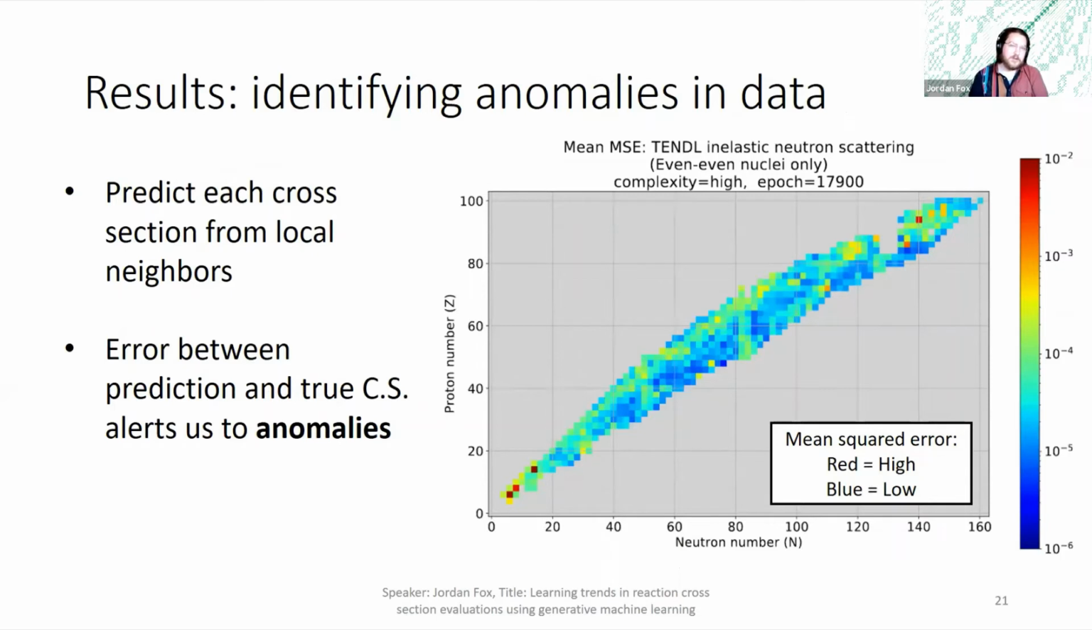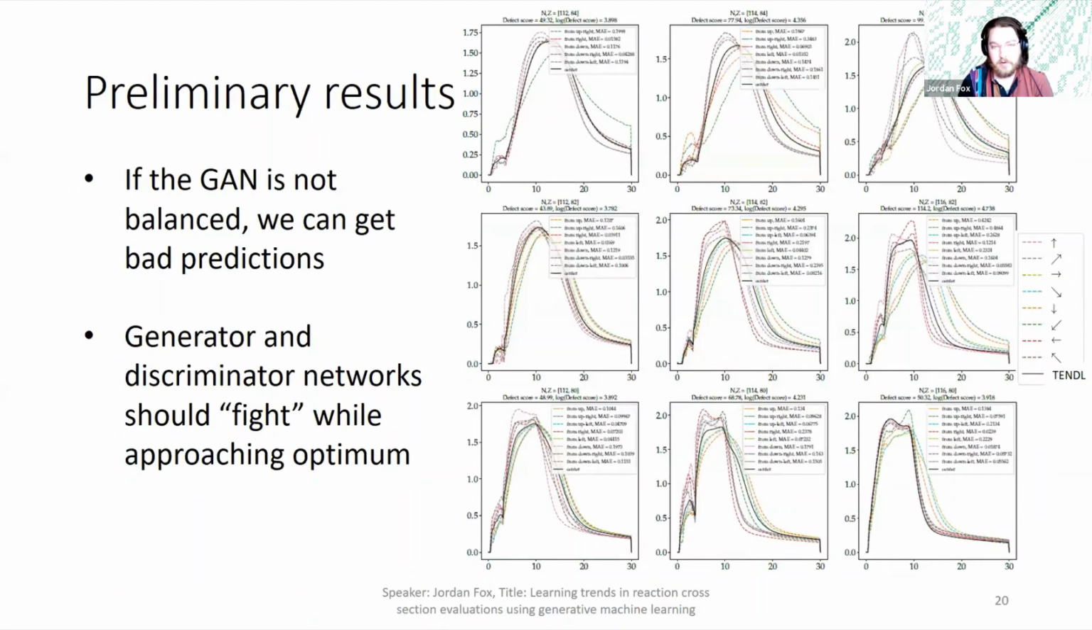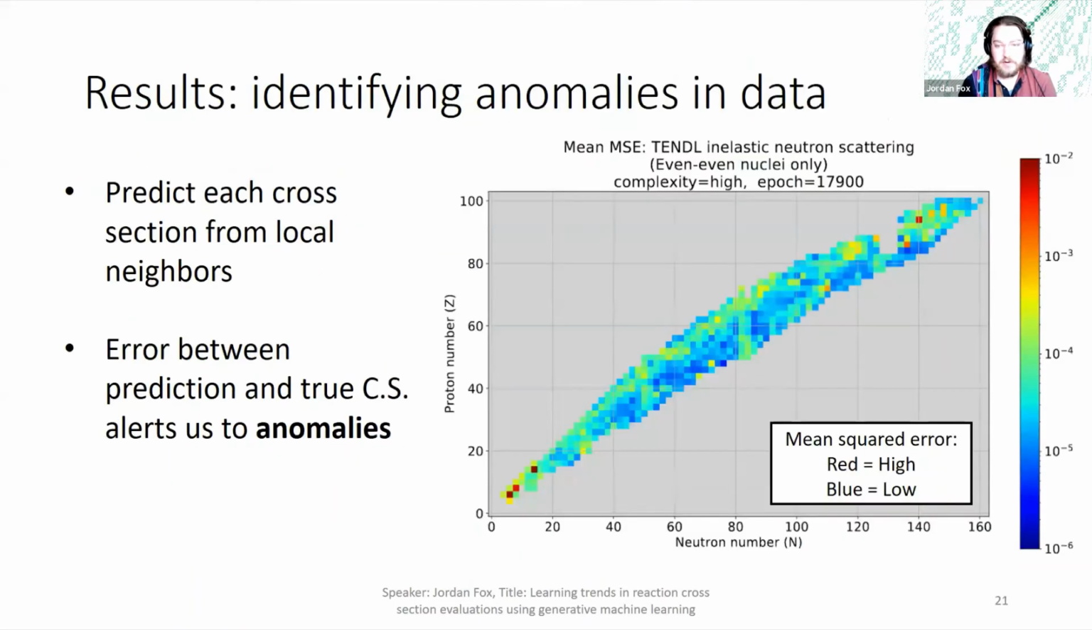Still, I'm going to go on to show other things that we can do with this. So this is identifying anomalies in data. And this picture I have on the right is the chart of nuclides, but it's only for our data set that we're working with. And these colors represent the average error in the predictions solely from the neighbors. So it's the same thing we were looking at before, where we take the set of all of the predictions from the neighbors, compute the average error of that with the training data, and that corresponds to the color that you see here.